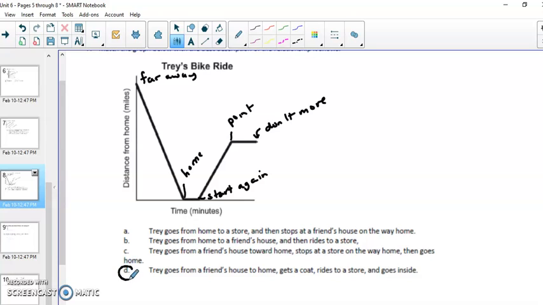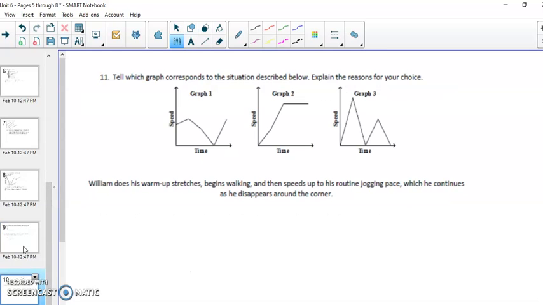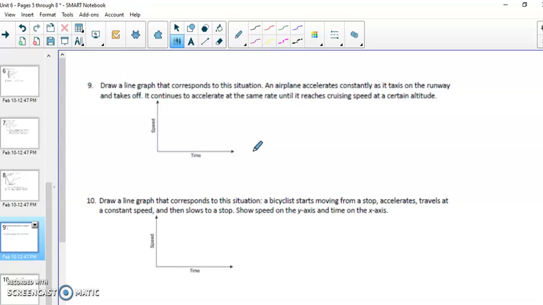It really takes a minute just to read through them, but hopefully you see Trey goes home from a friend's house to home. He gets a coat, so he's home for a little bit. He rides to the store, and then he goes inside. You really just have to read through all of them. And like I said before, these are a lot of practice. So now we have maybe three last problems, but 2 problems where you're going to try to write your own.